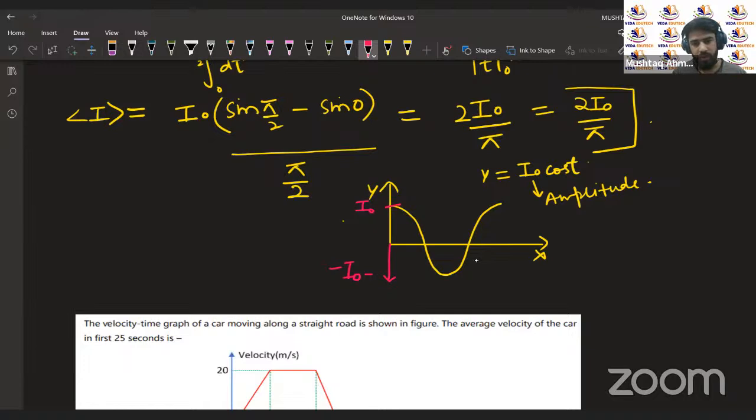0 to pi by 2. This is 0 here. This is pi by 2. From 0 to pi by 2, the area enclosed by this cosine graph will be this. This is the area.